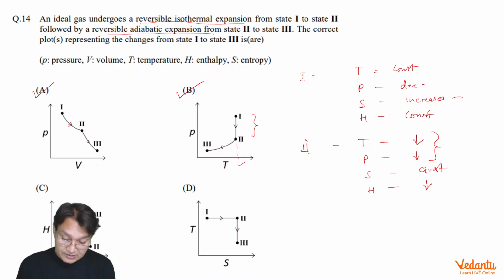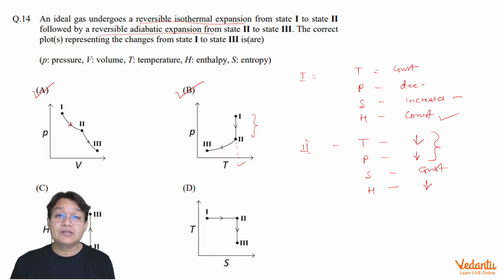If we see option C, here from 1 to 2, enthalpy is constant, and it should be constant, and entropy is increasing. That's very good, so this portion is correct. But going from 2 to 3, enthalpy is increasing, and in a reversible adiabatic expansion, enthalpy should decrease. So option C is an incorrect option because of this portion of the graph.